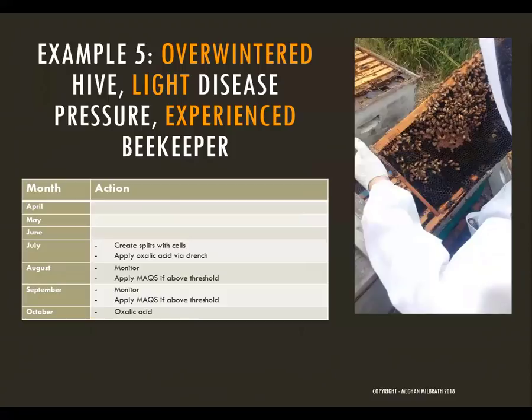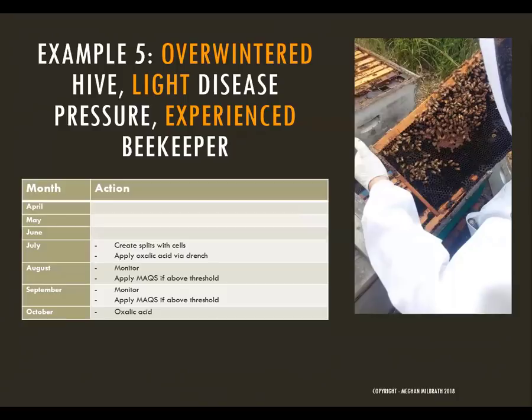Another example of a management strategy, I've got an overwintered hive. I've got light disease pressure, but I'm an experienced beekeeper. And so in the springtime, I know that I'm not going to peak in Varroa populations, because I haven't had brood the whole time. And so in July, I'm going to create a split with cells. And I'm going to apply oxalic acid via drench. And then in August, I just monitor. And so if it gets above threshold, I'll use the Mite Away Quick Strips. But if it doesn't, I don't do anything.